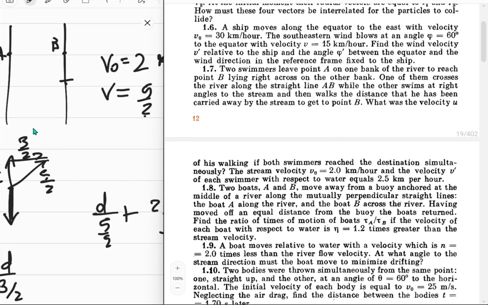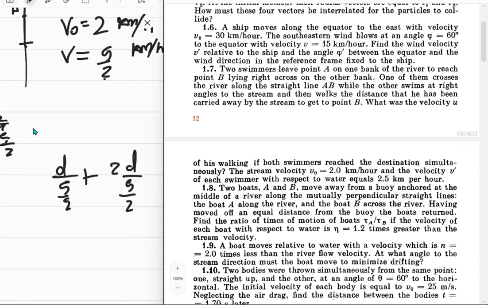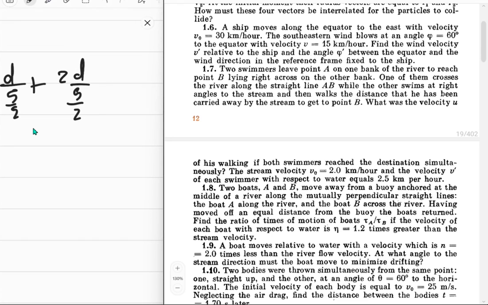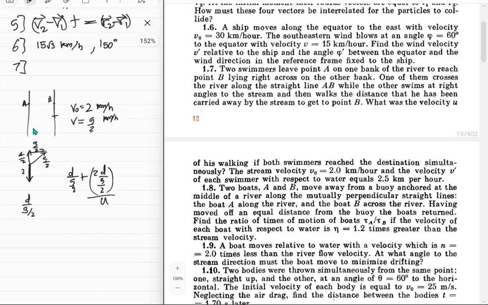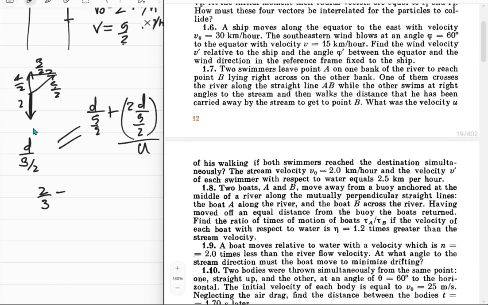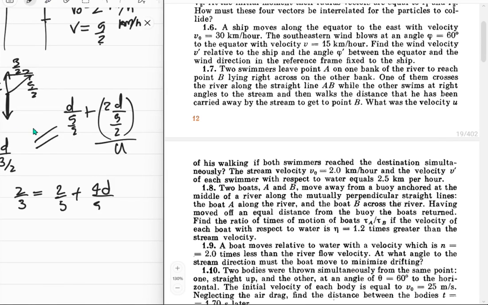And well, what after that? Once you got what this length is, oh yeah, so the time required for that. So this is that length, and then that length divided by the speed. So this, all of this upon u, that's the time required. All of these must be equal, and there we go. So 2 upon 3 is equal to 2 upon 5 plus 4d upon 5u. Sorry, 4 upon 5u.